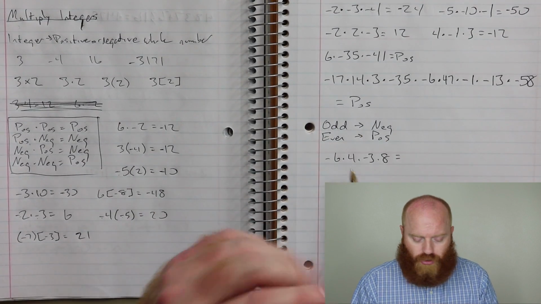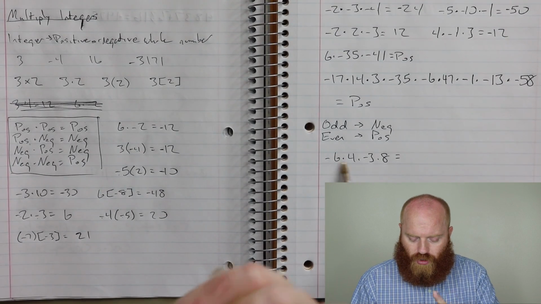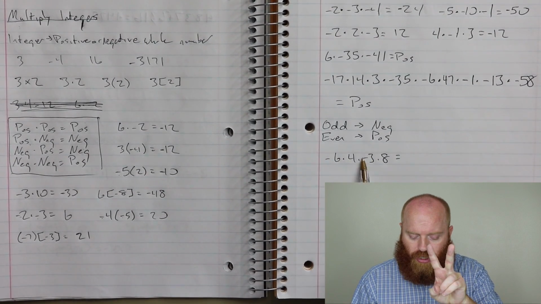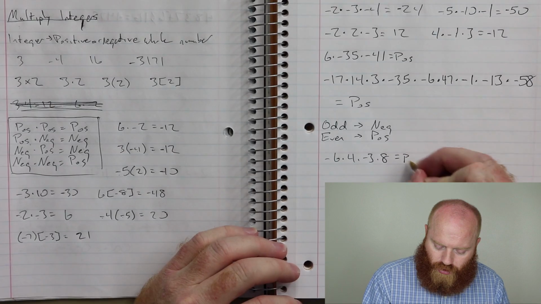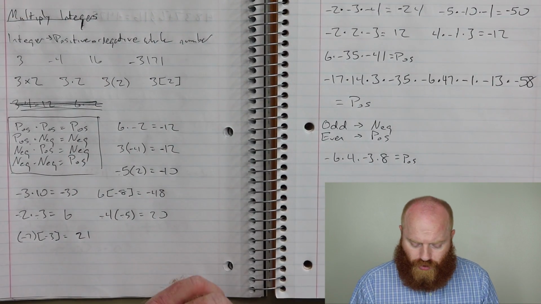So if there's an odd number of negatives, I don't care about the positives. Don't even look at them. Just look at the negatives, see if they cancel or not. 1, 2. That's an even number. They're going to cancel. My answer will be a positive result. And then multiply the numbers on your calculator. Find out the number. I don't care about the number, but it will be a positive value.